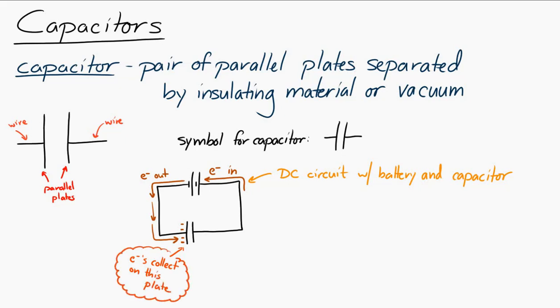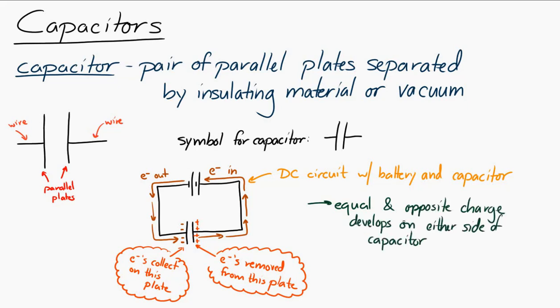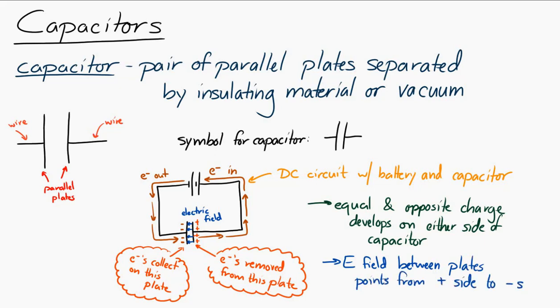And then on the other side, electrons would be drawn out of that plate, and so a positive charge would develop on this side of the capacitor. So an equal and opposite charge would develop on either side of the capacitor. Because of this, we also get an electric field inside of the capacitor. The electric field between the plates would point from the positively charged plate toward the negatively charged plate.